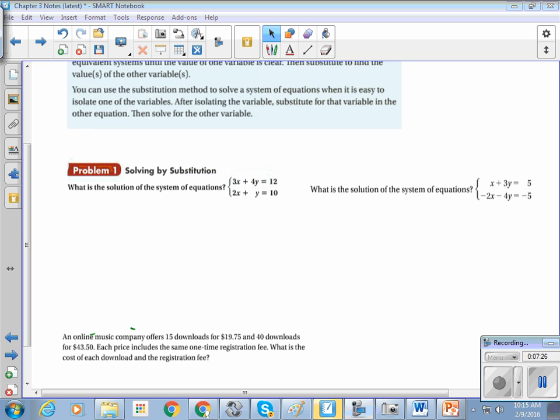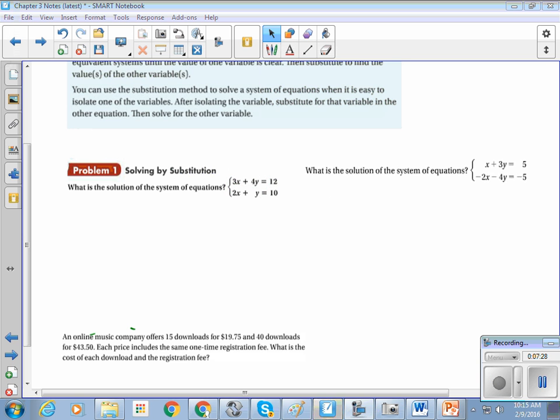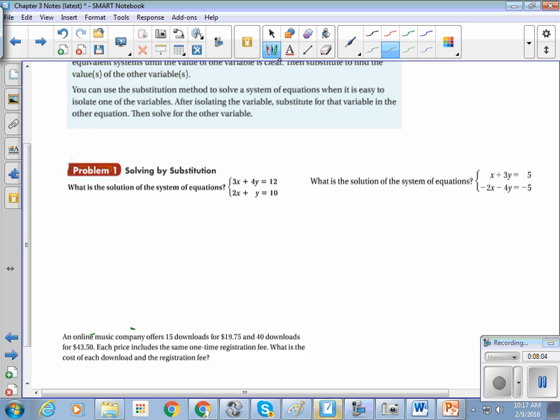All right, your next example equation is this one here. What is the solution of the system of equations for x plus 3y equals 5 and -2x minus 4y equals -5? I want you to take a moment and think about which one of these equations, number 1 on top or number 2 on the bottom, is going to be easier to solve for one variable. We look at the top equation and it has this x that doesn't have any coefficient. It's going to be the easiest to solve for. So I'm going to go ahead and do that.